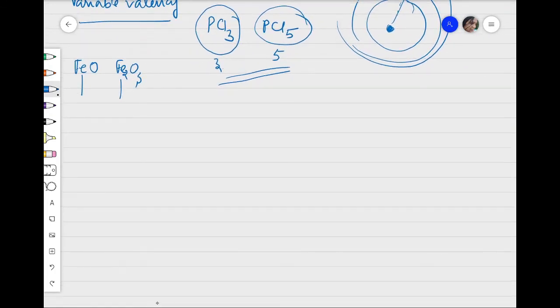Then transition metals also show variable valencies. Okay, and what we do is that the representation for variable valencies we write in Roman numerals. For example, see P(V)Cl5, P(III)Cl3.